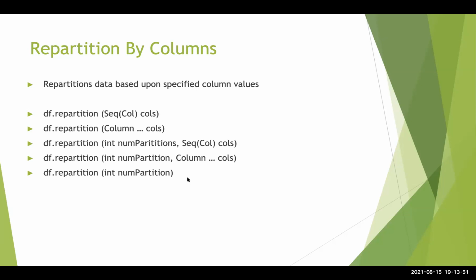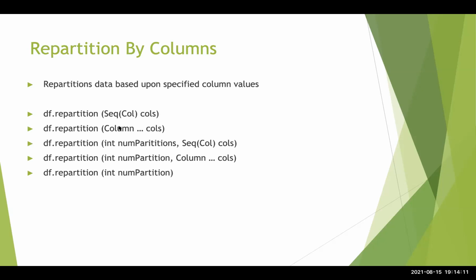Repartition, this is what I discussed. Once you have read your data, you can repartition your data in multiple ways. One is you can give 1 or more columns to repartition. So Spark will repartition your data on the list of these columns. You can pass columns in this way or this way.